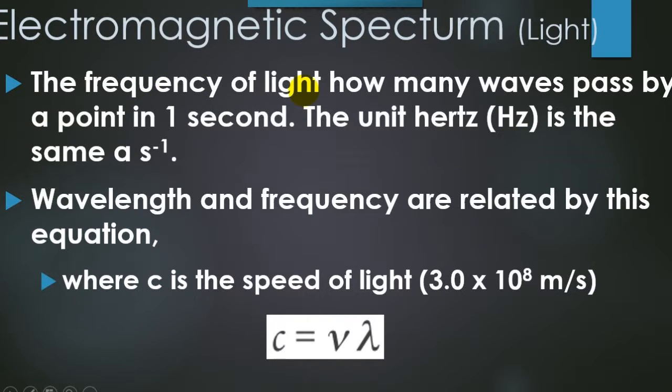The frequency of light, which is how many waves pass by a point in 1 second, is given the unit hertz, which is the same thing as per seconds. The wavelength and frequency are related by this equation, where c is the speed of light.